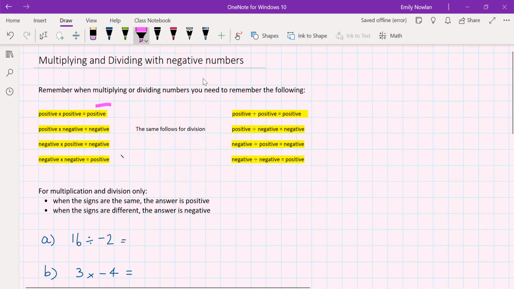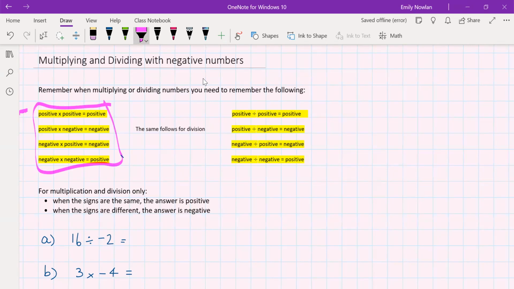If you're multiplying, here are the rules. A positive times a positive will give you a positive. If the signs are different, so these two cases here, you'll end up with a negative, but if the signs are both negative, you'll end up with a positive. Now, this only applies for multiplication and division.